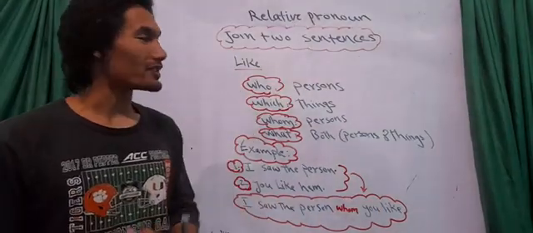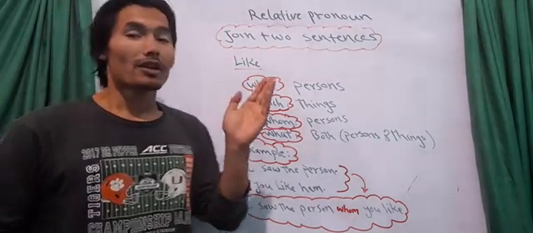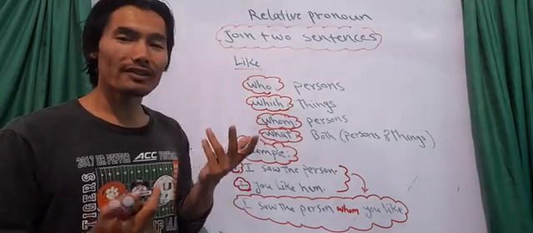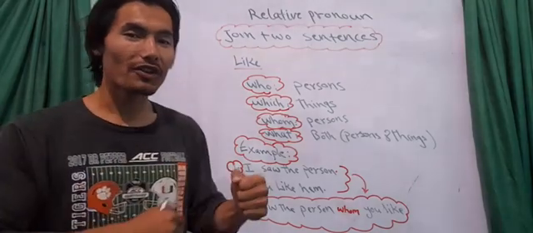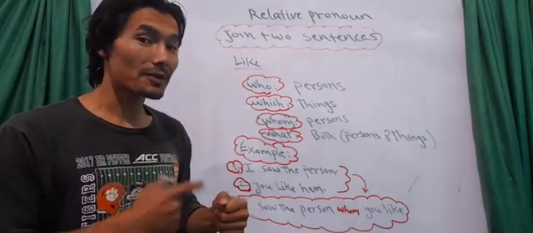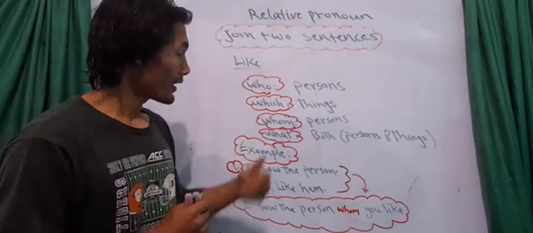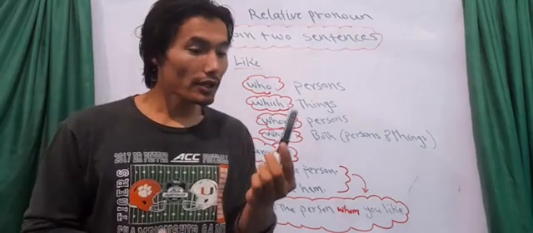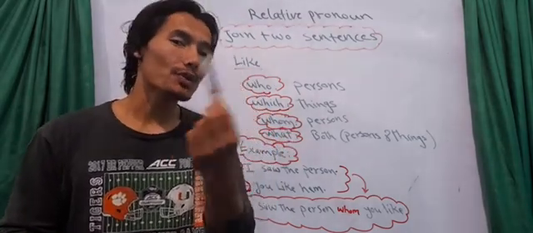These are all about relative pronouns. You can make different kinds of examples. I saw the person that you like. You can use that instead of whom. I kicked the person that you hit him. You can use which. I bought the marker which you like.